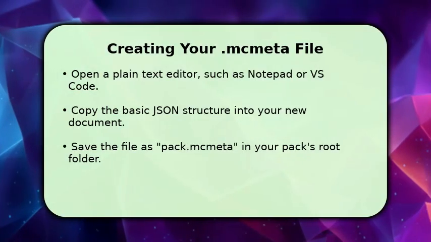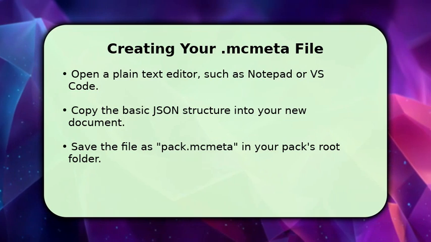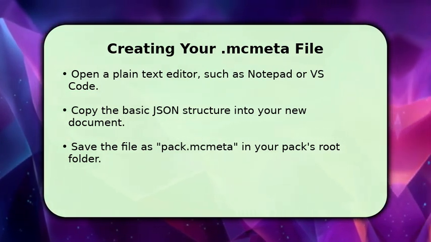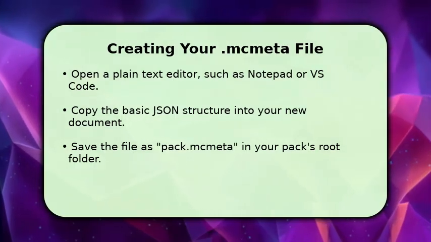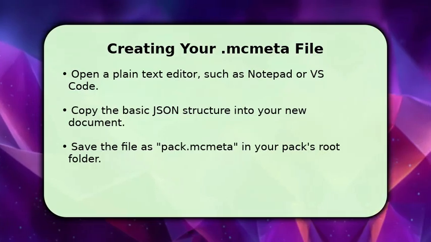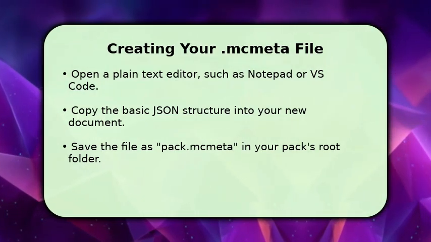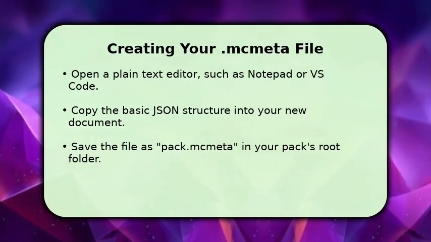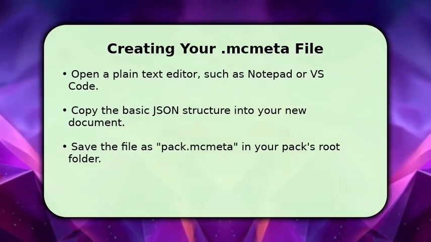To create your MCmeta file, simply open any plain text editor such as Notepad or VS Code. Then copy and paste the basic JSON structure we just discussed into the new document. The most critical step is saving the file. You must name it pack.mcmeta exactly, ensuring the file extension is .mcmeta and not .txt. This precise naming allows Minecraft to recognize and load your custom content properly.